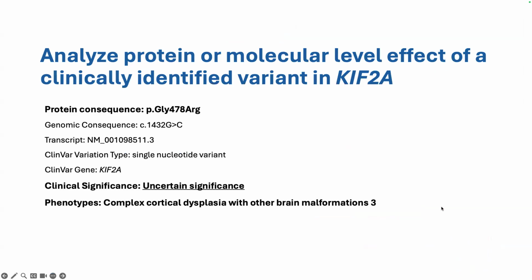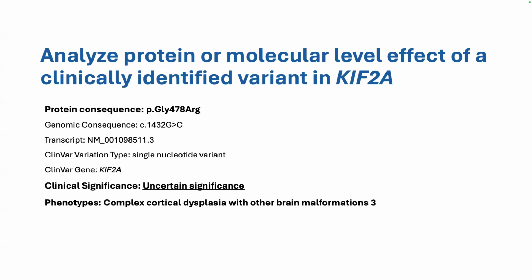So with that, let's start today's case study, which will focus on analyzing the protein or molecular level effect of a clinically identified variant in KIF2A with significance level listed as uncertain significance in the ClinVar database, which means that with the current set of evidence, the variant cannot be classified as benign or pathogenic. But what's the effect of this mutation on protein? That's what we will try to answer in this use case.